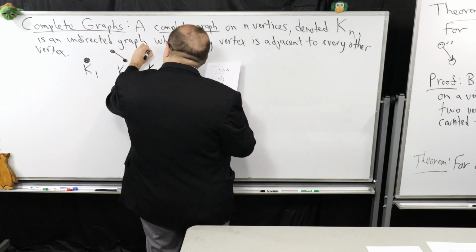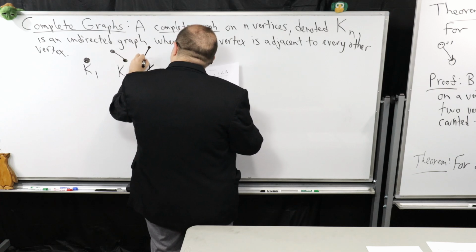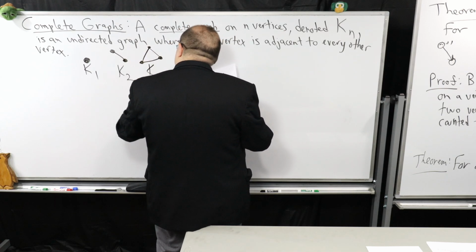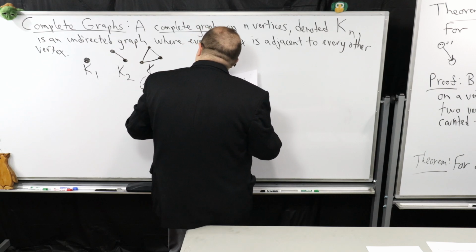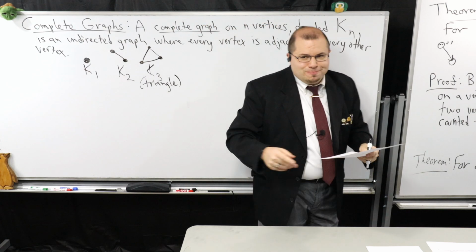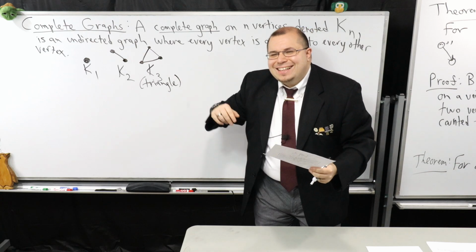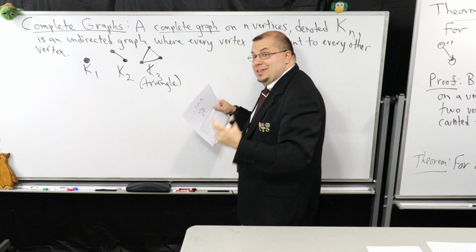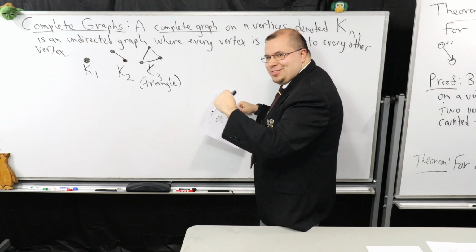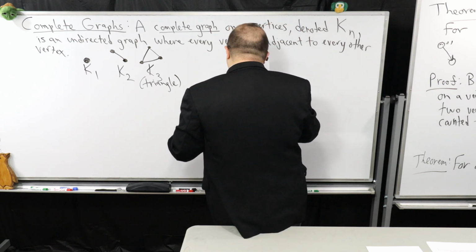K3 is really interesting because it's just a triangle, and oftentimes people will refer to it as a triangle. So if anybody asks you, what's a triangle graph? They'll tell you that's a triangle. It makes sense, right? But remember, it doesn't have to literally be a triangle. That's what we call it in graph theory.